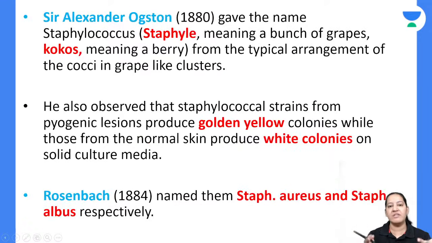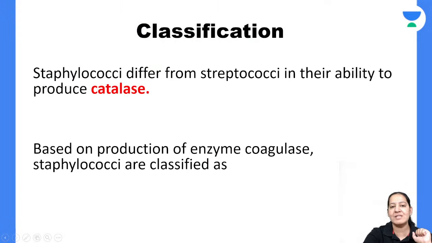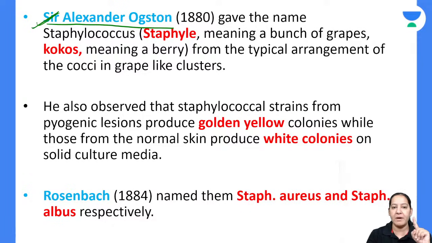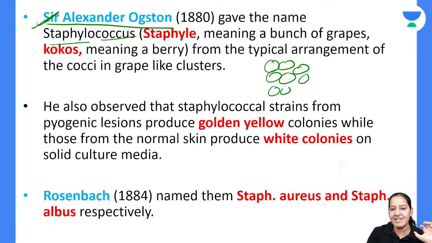If you want to write the name of the scientist, who discovered Staphylococcus? Sir Alexander Ogston is the name of the scientist who gave the name Staphylococcus to this bacteria. Why are these bacteria known as Staphylococcus? Because number one, coccus. Coccus means they are spheres, and Staphylo, they are in bunches. They are in bunches like grapes. Have you seen grapes? The grapes are there in the form of bunches. So the bacteria remain in bunches. The word here is bunches.